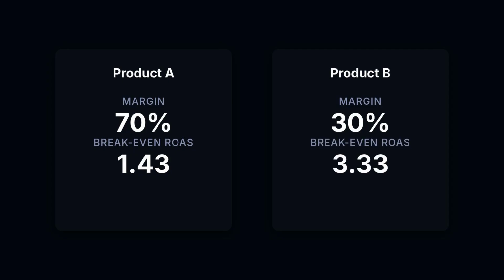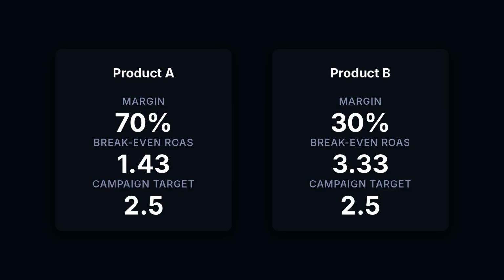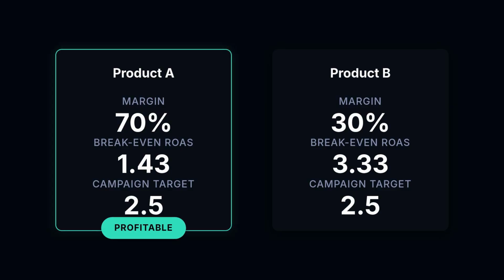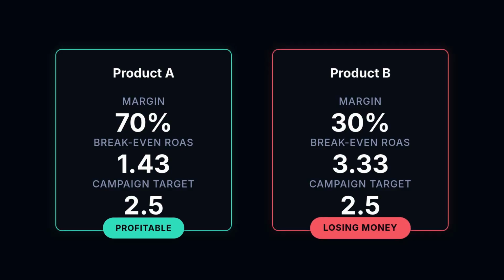If you're running both of those in the same campaign with the same ROAS target, one product is making you money and the other's losing you money. And the profitable one is subsidizing the loser. You just can't see it because it's all blended together. Even a rough break-even calculation by product category starts to make this more visible.